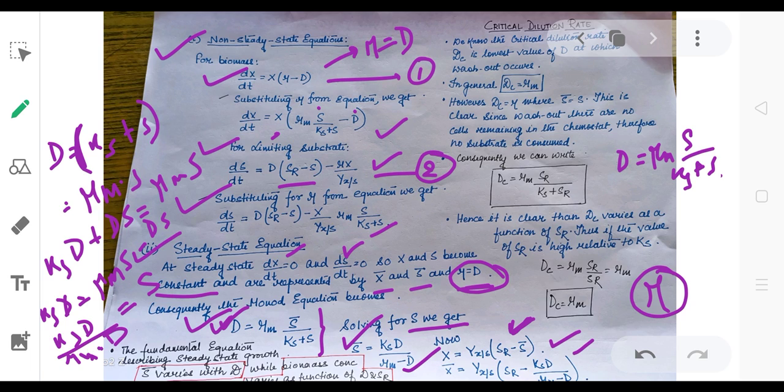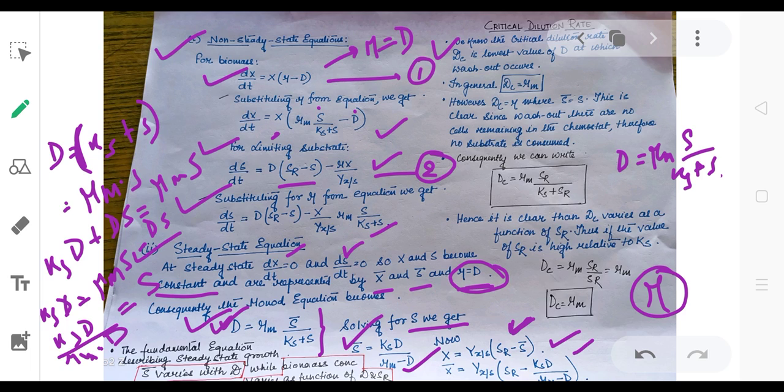Have you understood? Again I repeat that for steady state, dS/dt and dX/dt are equal to 0. So as from the previous equation, we know that when you put the value 0 in equation 1, we get mu is equal to D. So that is very easy. And we know that the substitution for mu is mu m S/(Ks plus S), that is Monod's equation. So you just substitute mu over there. So D is equal to mu m S/(Ks plus S).